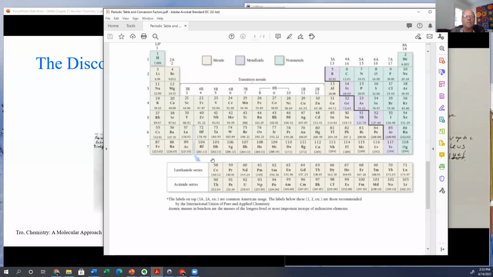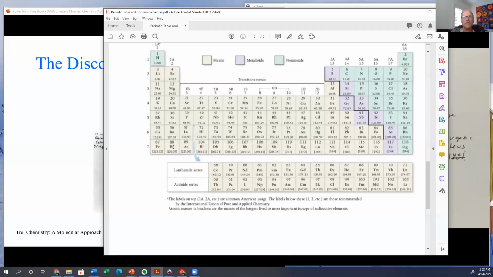She named it polonium. Does anyone know why? Poland. She was from Poland. Yeah, she was from Poland. So radium, she named radium because it was so radioactive. It was way more radioactive than uranium. And then polonium, she named after her home country.